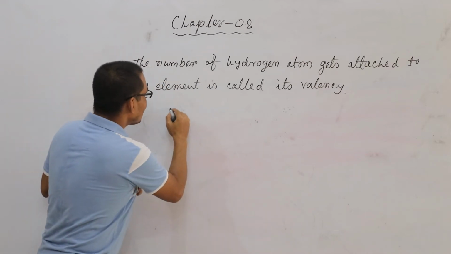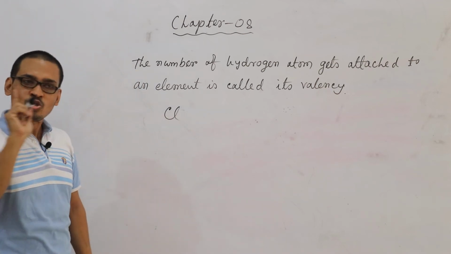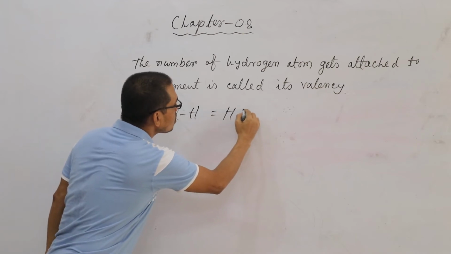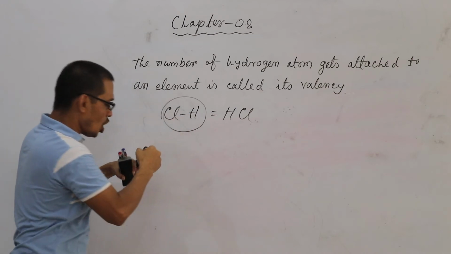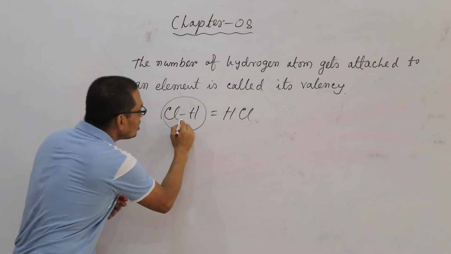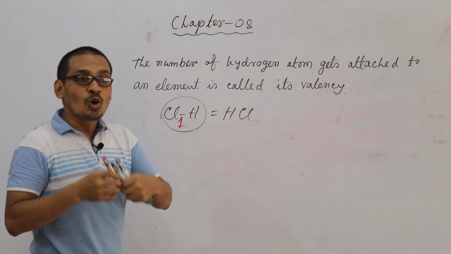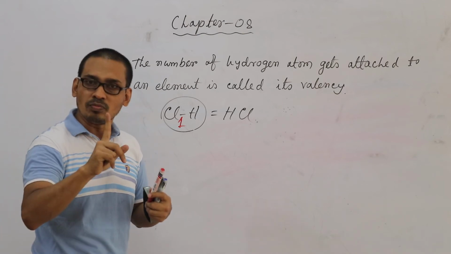Suppose chlorine can get attached to 1 hydrogen atom and form hydrogen chloride. So here the valency of chlorine will be 1. Why 1? Because chlorine can get attached to 1 hydrogen atom.